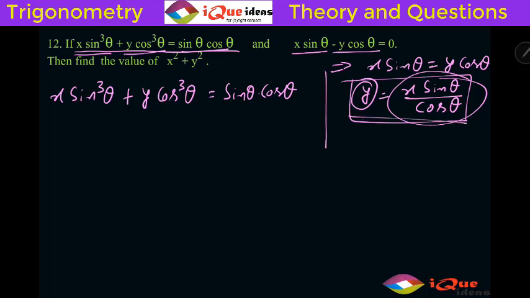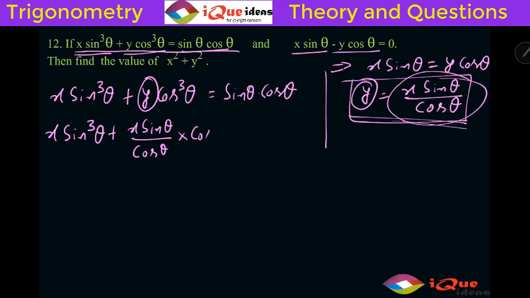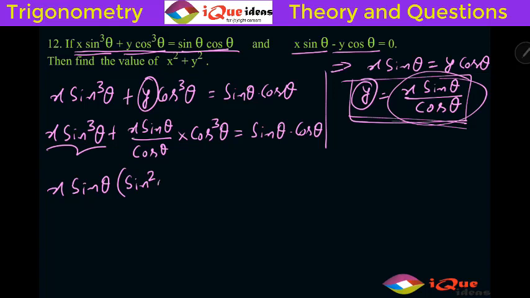So if I put y equal to x sine theta upon cos theta, this will give us x sine cube theta plus, in place of y we take x sine theta by cos theta into cos cube theta, equal to sine theta into cos theta. Now what happens? Let's do one thing. Let's take x sine theta common. Now from the first one, if you take x and sine theta common, you are left with sine square theta. Now from the second one, you take x sine theta, you are left with cos cube theta by cos theta.